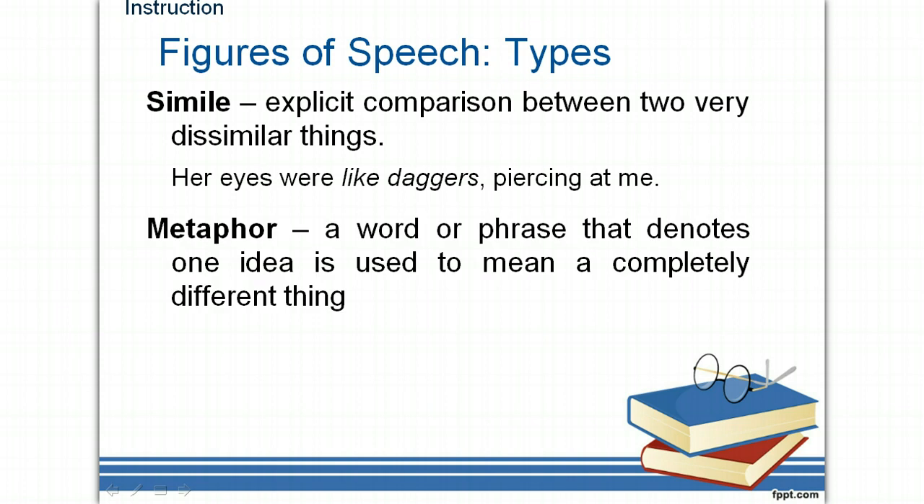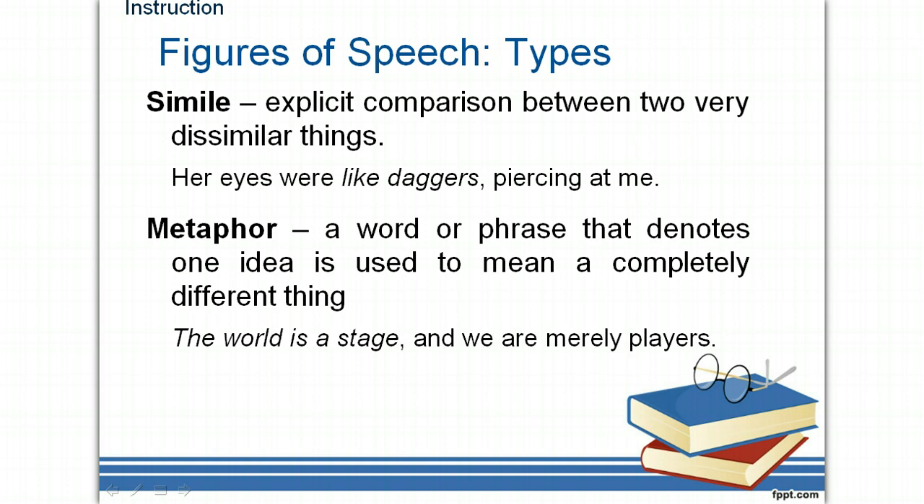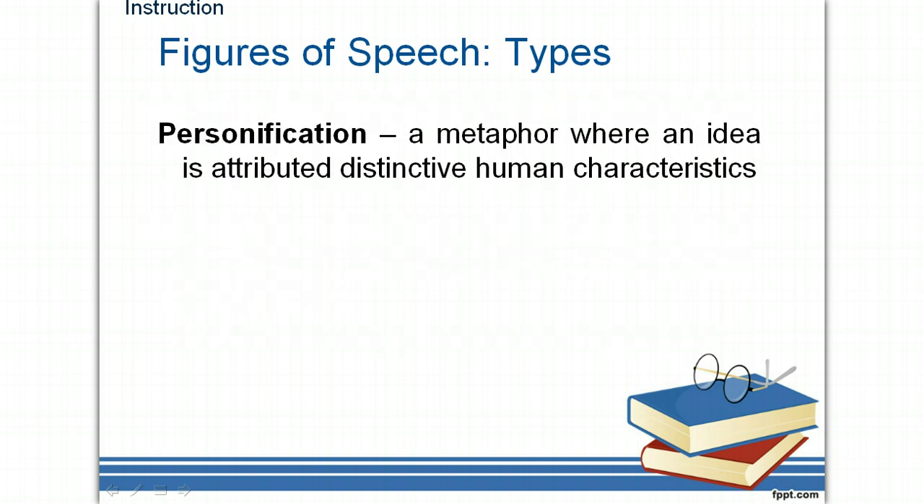A metaphor is a word used to mean a completely different thing than its definition. In this example, saying that the world is a stage means that the writer is using the word stage as a metaphor for the world. A specific type of metaphor called personification uses human characteristics to describe non-human objects, like in this example.